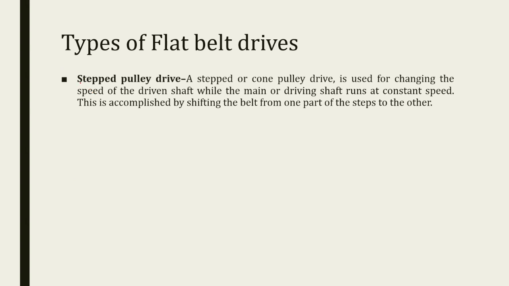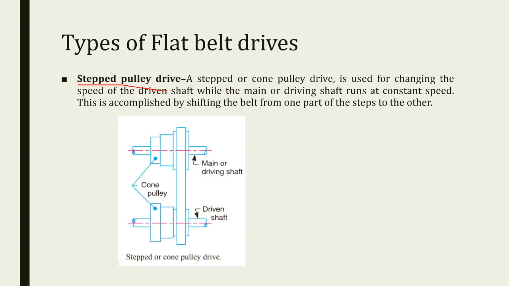Then the next type of belt drive is the stepped pulley belt drive. The stepped pulley, also called a cone pulley, is used for changing the speed of the driven shaft. When you have to change the speed of the driven shaft, you make use of stepped pulley drives. This is accomplished by shifting the belt from one step to another.